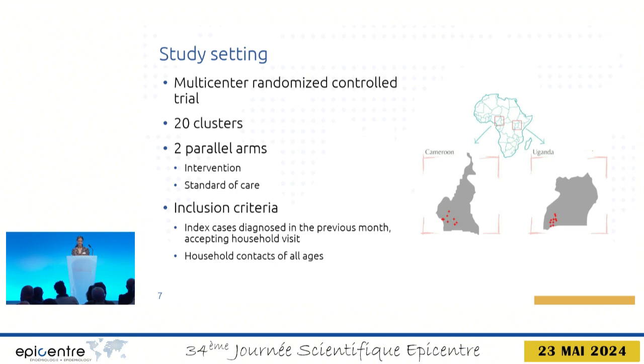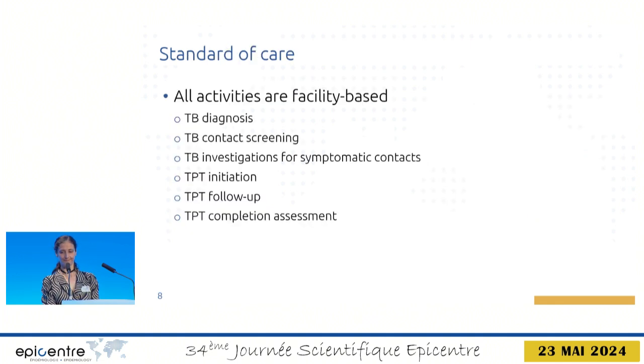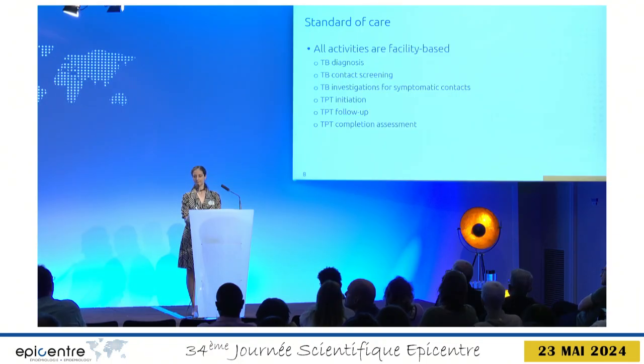For the inclusion criteria, we included index cases, so people diagnosed with TB in the previous month, who accept the household visit. And then when we went into the households, we had a secondary inclusion criteria for household contacts, and we included all ages. In the standard of care, all activities are facility-based. And these activities are TB diagnosis, TB contact screening, investigation for symptomatic contacts, also TPT initiation, follow-up, and completion. Everything happens at the health facility.